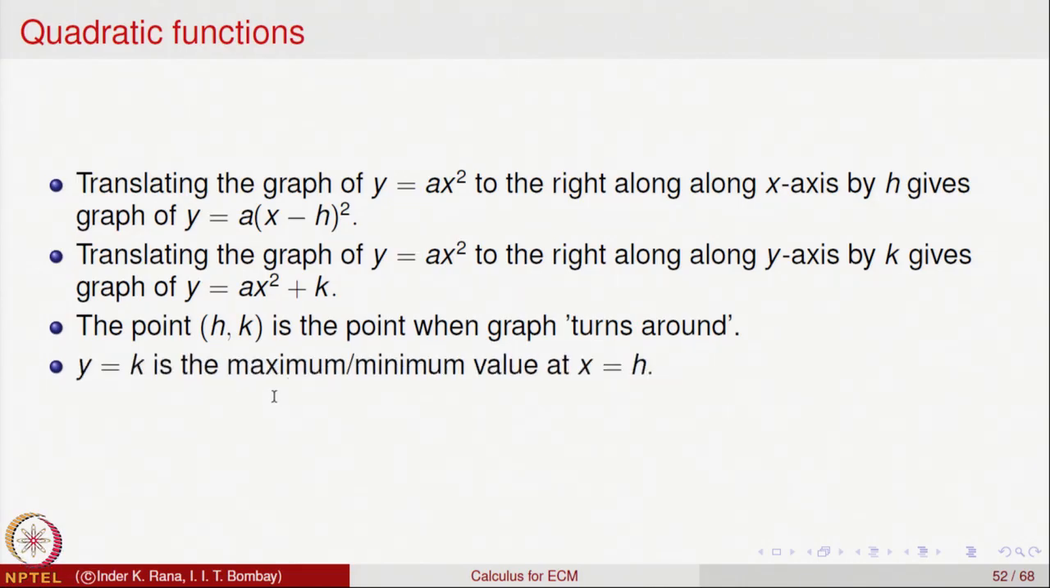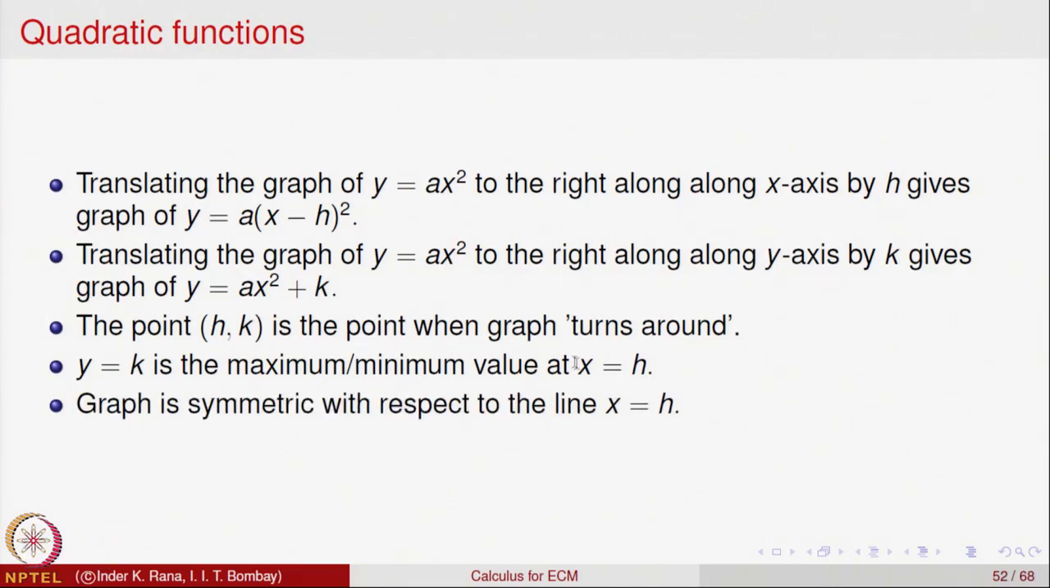Depending on whether a is positive or negative, it will have a maximum or a minimum value. The maximum value will be k, or the minimum value will be k at the point x is equal to h. And the graph will be symmetric around the line x is equal to h. So, these are just observations translated from the equation y equal to x square.